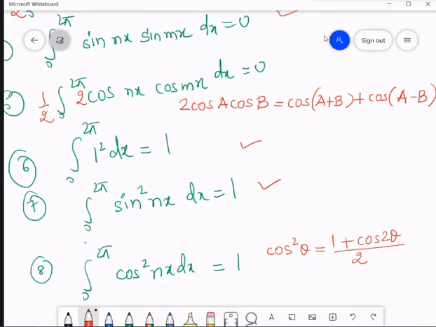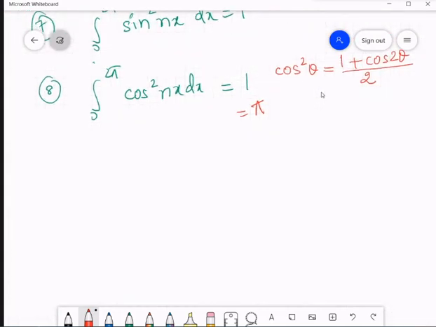What is the answer to the eighth one? What is the value of the integral of cos square nx? 2 pi? Is it 2 pi? I think we get pi. I think it should be pi. This answer turns out to be pi here. Yeah. Okay. So this way we can write down the orthogonality, all zeros we get.